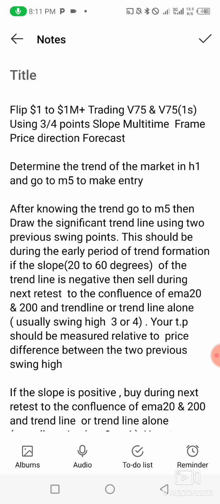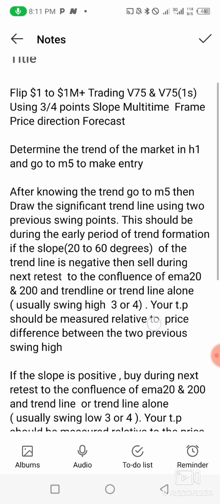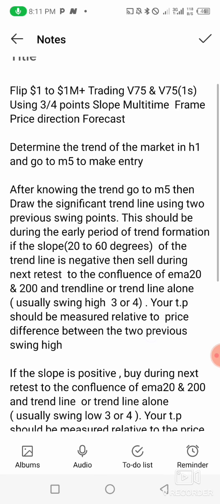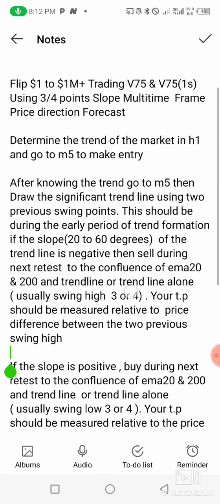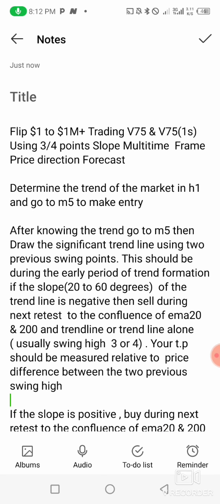We shall be discussing how to flip $1 to $1 million plus trading V75 and V75 1s using 3/4 points slope multi-time frame price direction forecast. Okay, so I'm going to read this document. I will also drop this document in the description of this video so that you can read it and understand the video as well.